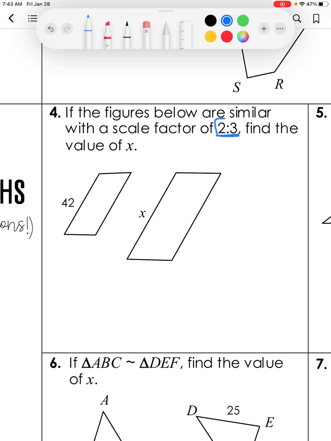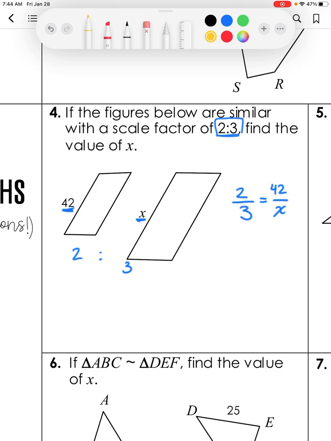They told me the scale factor is 2 to 3. So I'm going to write that as a fraction, 2 to 3. And when we solve for these similar figures, we're going to create what's called a proportion, which is two fractions, two ratios equal to each other. So I need a fraction on the other side. 2 to 3 is on the left side. Let's do maybe 42 over x on the right side. And it has to be 42 on top and x on the bottom, because this was in a 2 to 3 scale factor, and the order does matter.